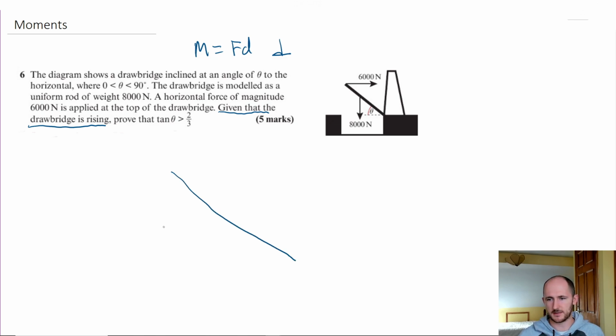So I'm going to draw something that's much larger, and we have theta here, we have those 8,000 newtons, and we have 6,000 newtons acting up here. Okay, so that is our initial diagram, which looks exactly the same as this, but what else can we add?